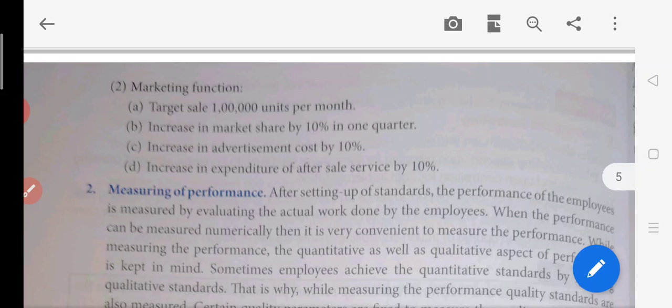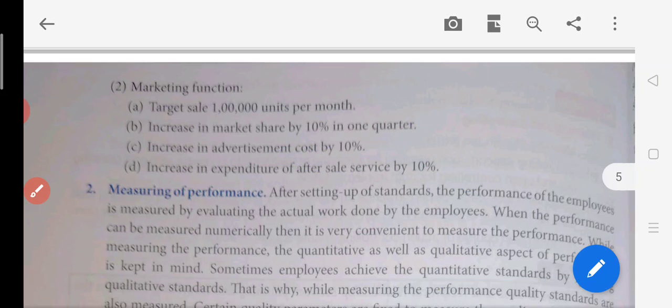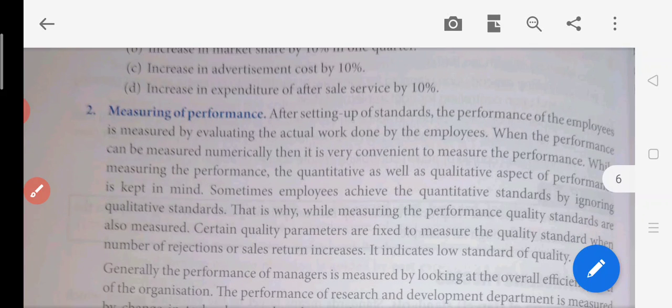Suppose your actual performance here is 12% in case of advertisement cost, then definitely they will tell you that you have increased the advertisement cost, that we have spent a lot of money on advertisement, and this is not good for the company because actually we have increased the cost of the company, which simply means the reduction in the profit.